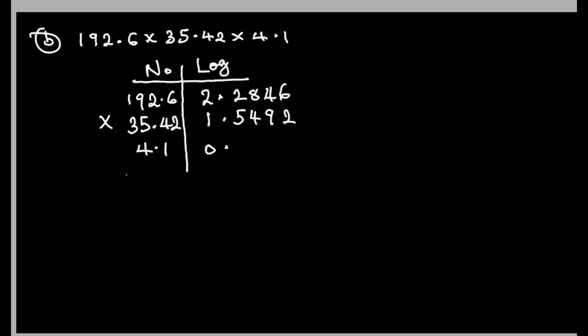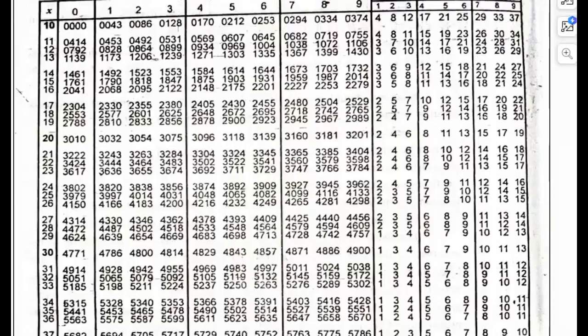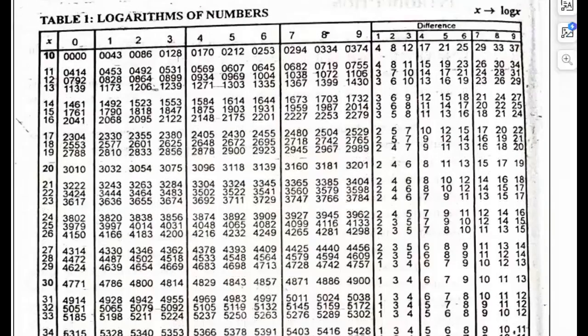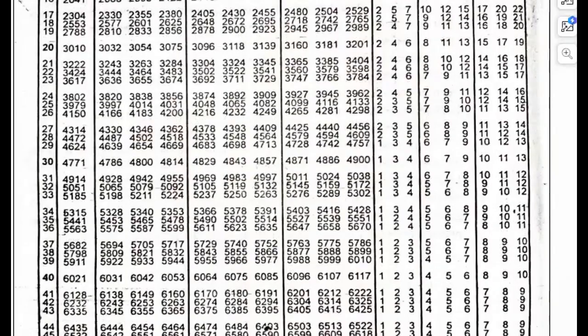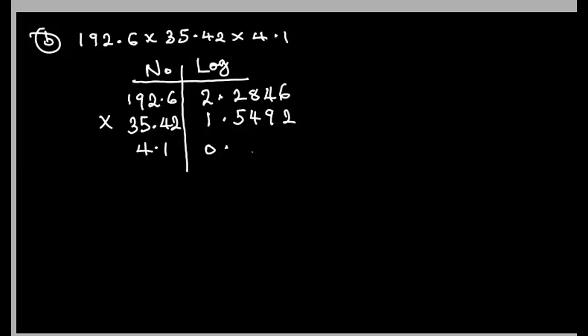And for the last one, we can't find just 4. We don't have the logarithm of 4 on the table. Logarithm begins from 10, so we cannot find 4 here. Let's find 41 only. Find 41 and just under 0. No difference here. Still on your logarithm table, it's for 41. So clearly, as you can see, 41 under 0 is just 6128. So you write it down here.